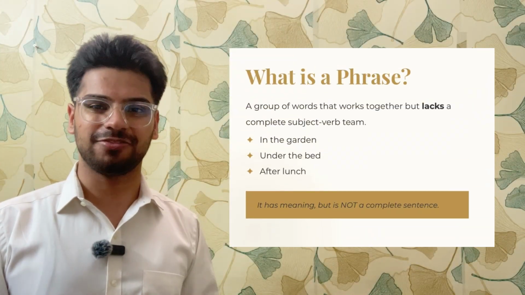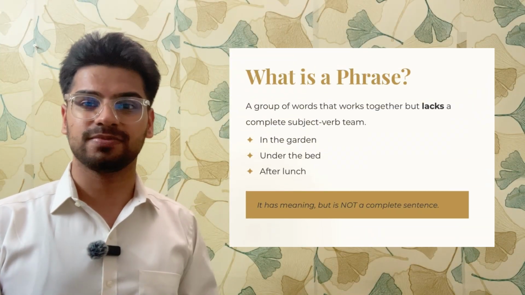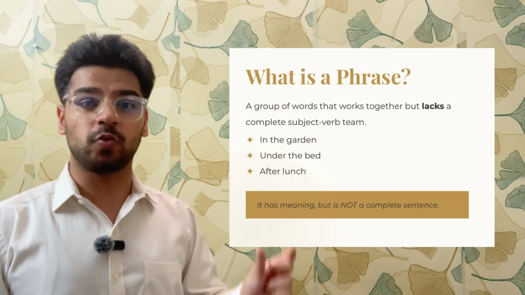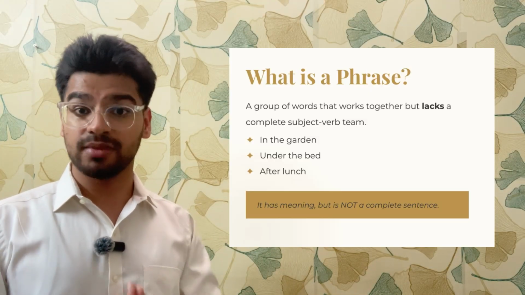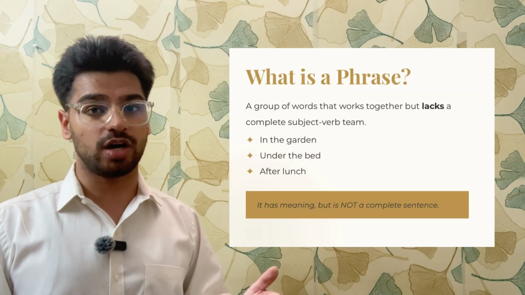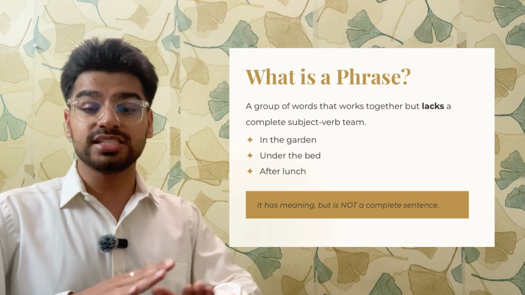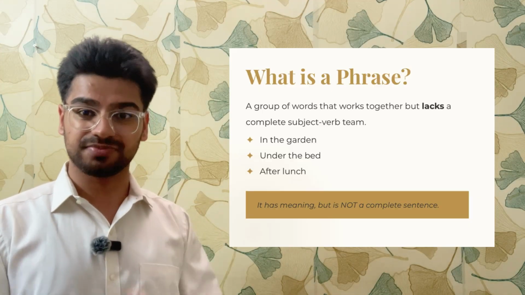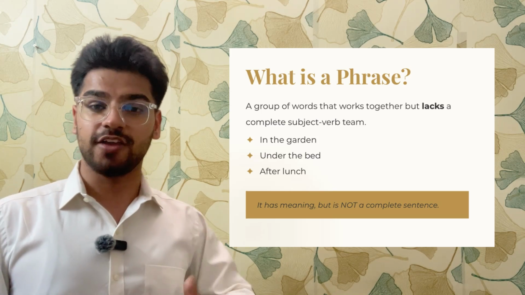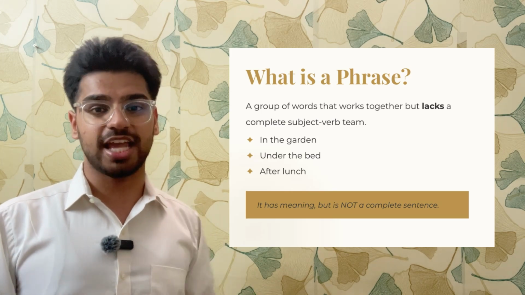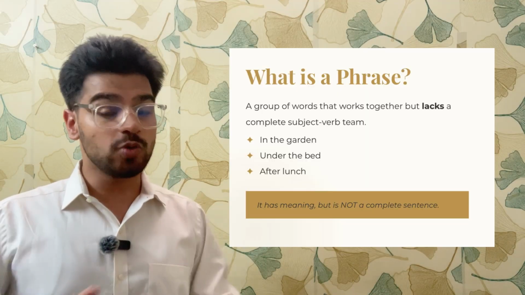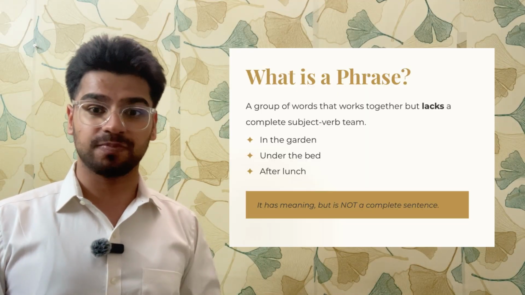Coming to part 5, what is a phrase? Now things get interesting. A phrase is a group of words that works together, but it does not have both a subject and a verb. That means it is not a complete sentence. Examples: in the garden, after lunch, very beautiful, under the table.